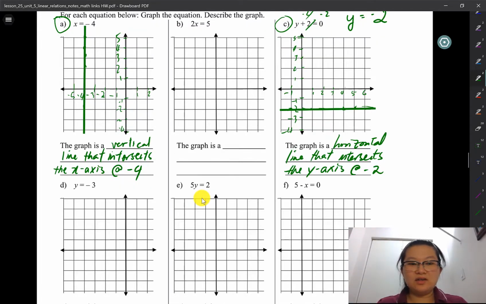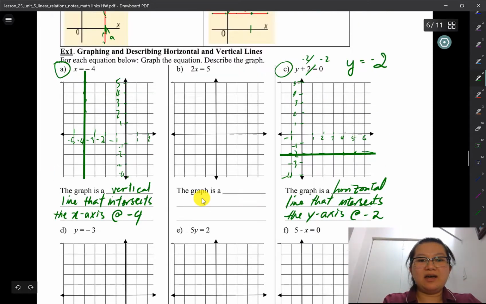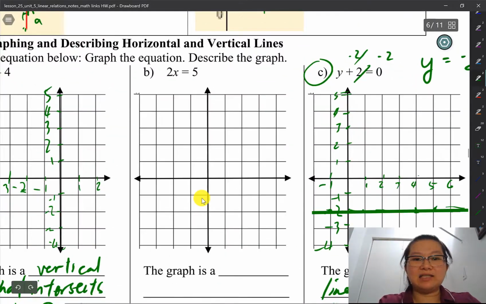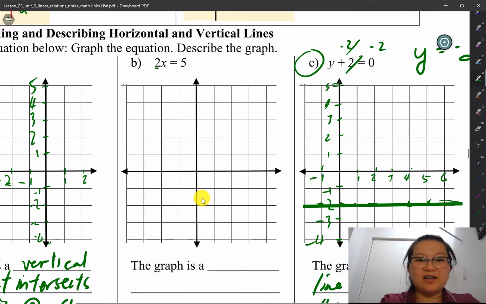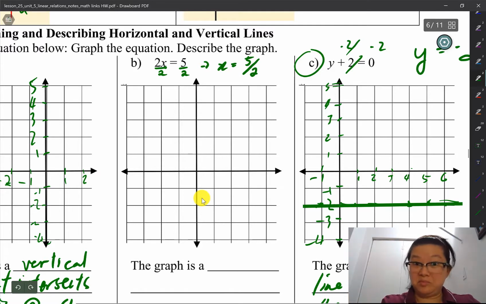Alright, so then I think we want to do the same thing for some of the other graphs, but let me do B first before I let you run off and try the rest, okay? So notice B, I have a coefficient by the x. Now, remember we always want to isolate for the variable, so we want to do that by dividing both sides by 2. I then get x is equal to 5 divided by 2, okay?